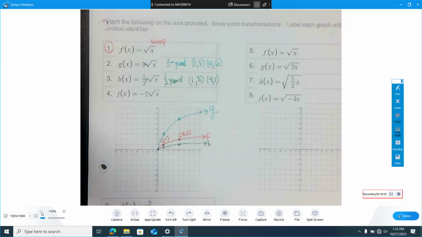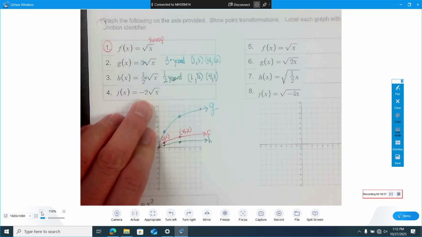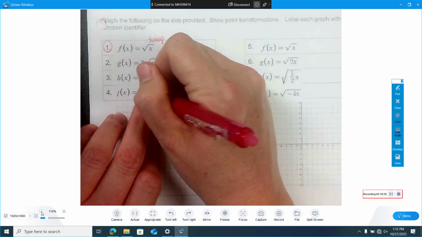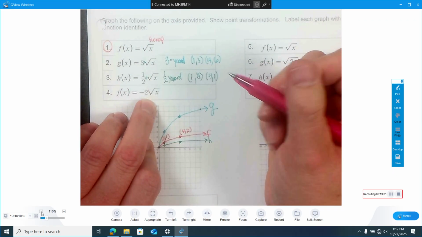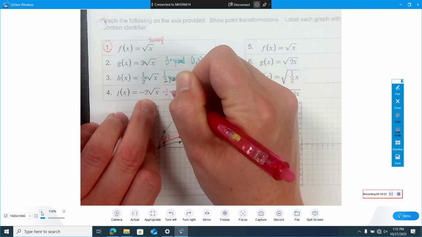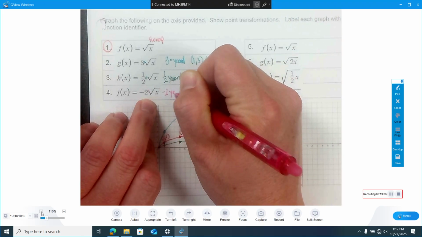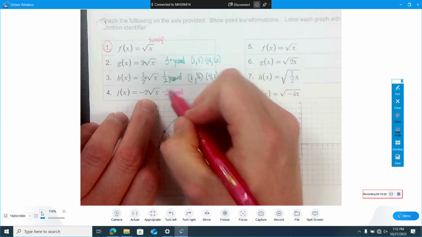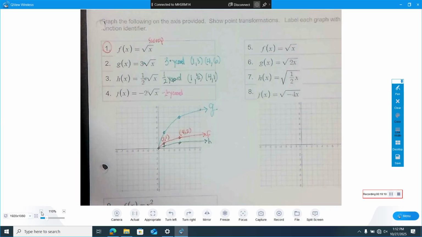All right, what about number 4? What's going to happen to our parent square root swoop? Yeah. And flip, bigger and flip. Very good. So it's -2 times the y-coordinate. And so it works all in one, which is kind of nice.